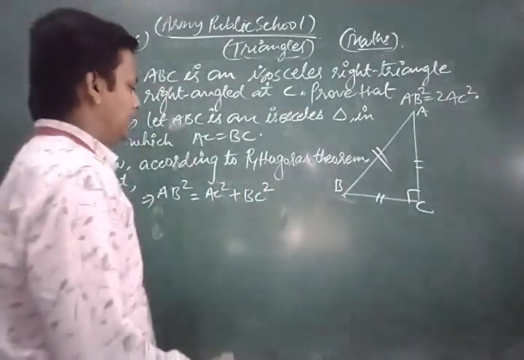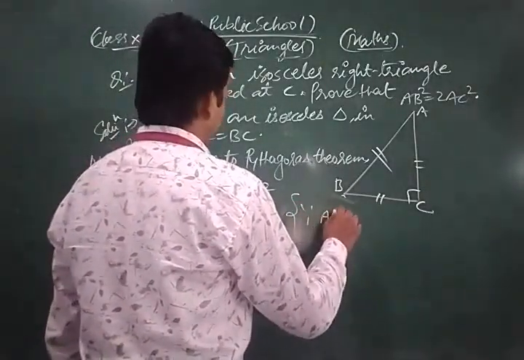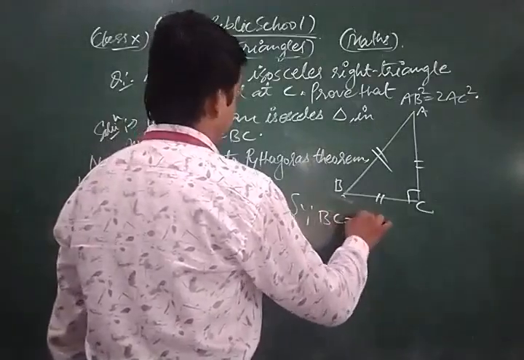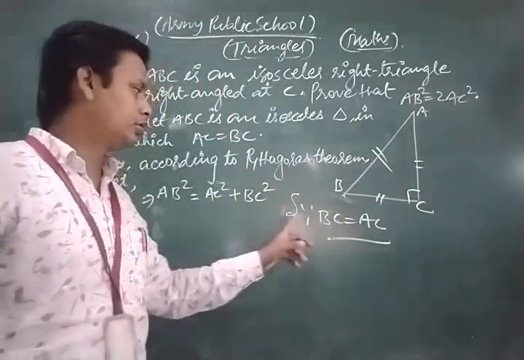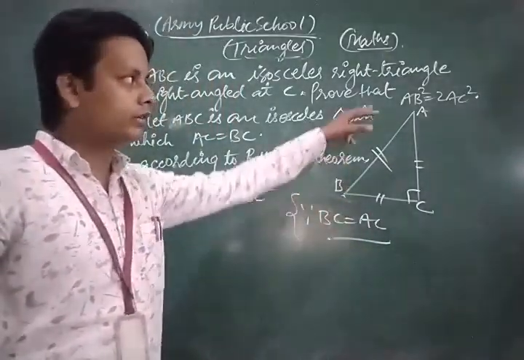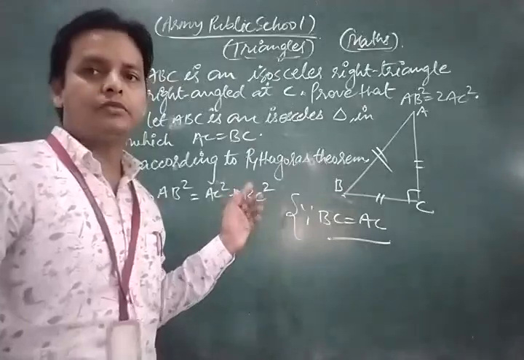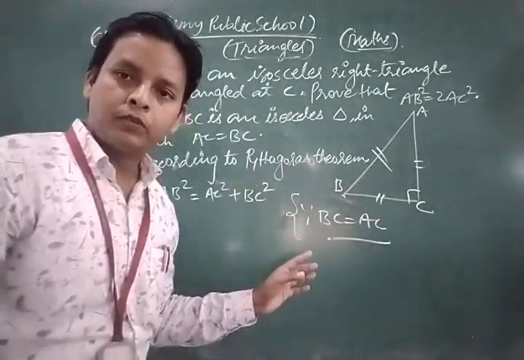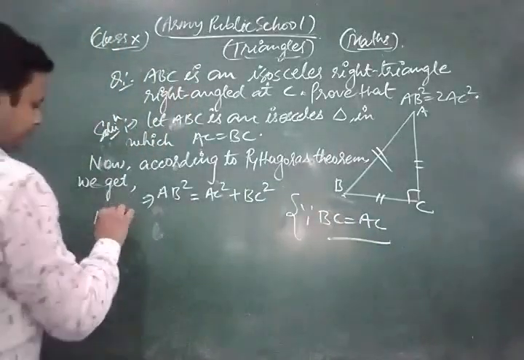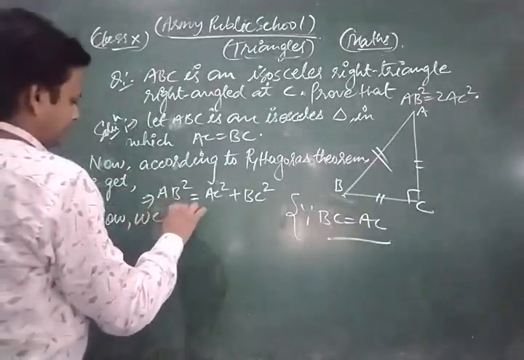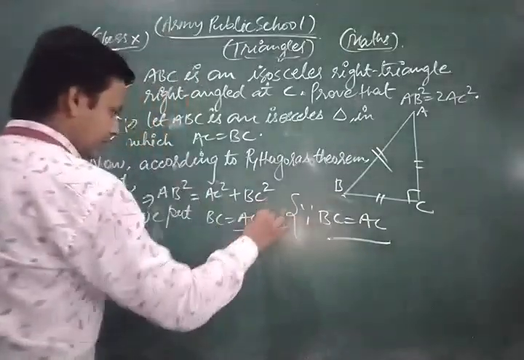Now, since BC is equal to AC, in that relation we just put BC equal to AC because of our result, to write it in the form of AC. So we eliminate the value of BC. For this process we put BC is equal to AC in that relation.